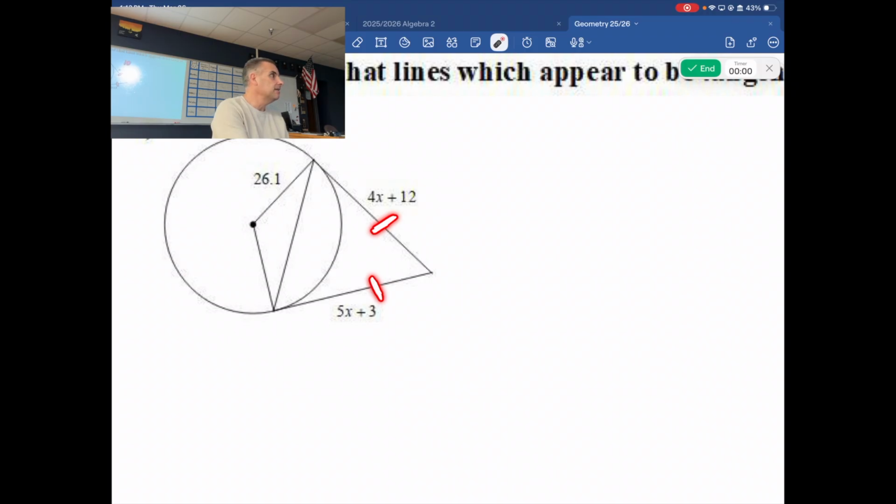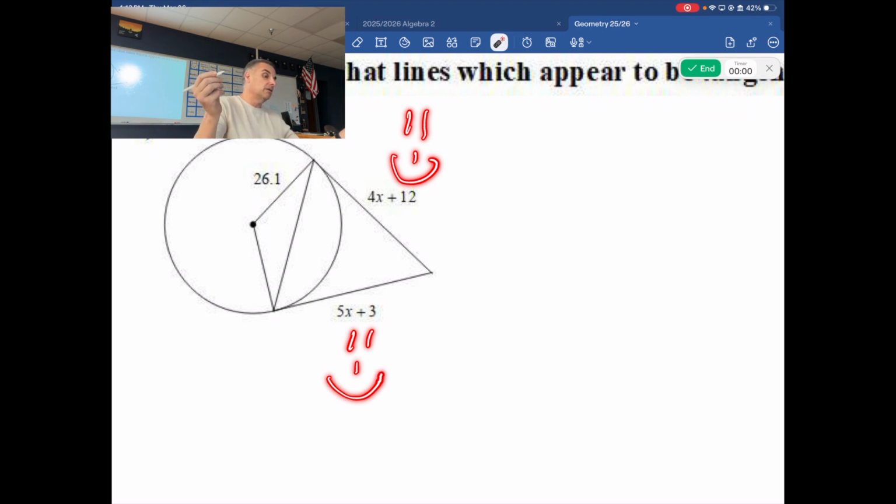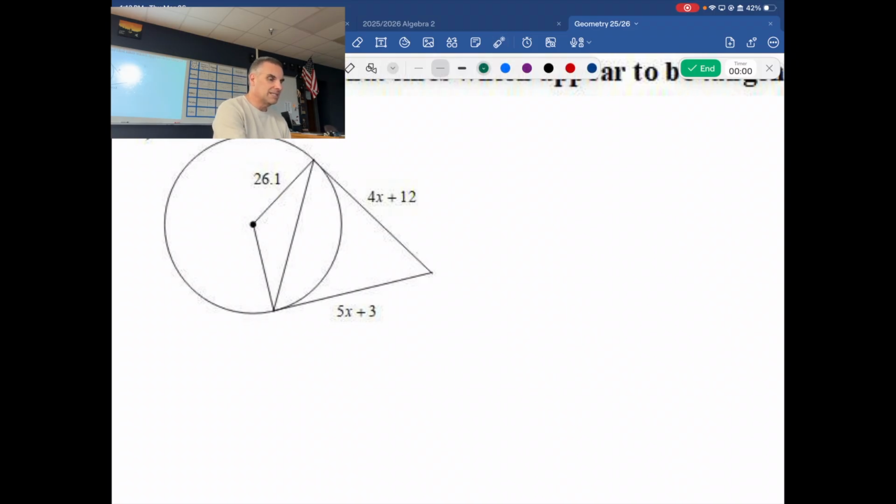So if this is 10, this has to be 10. If this is 20, this has to be 20. If this is smiley face, this has to be smiley face. They have to be equal to each other. Their measures are exactly the same. Well, no, we've got variables in there. Oh no, what do I do? Well, if they're the same, that means they're equal. So I can write the equation 4x plus 12 is equal to 5x plus 3.